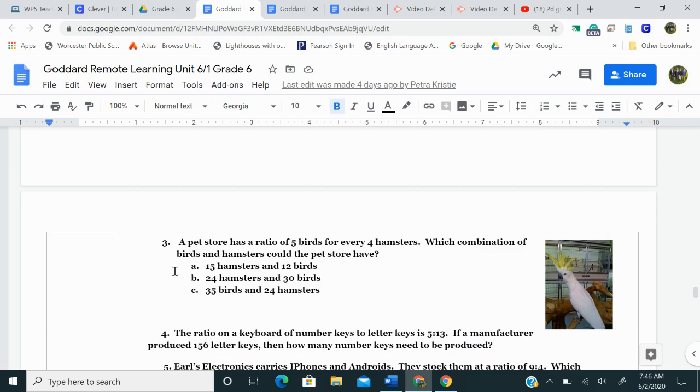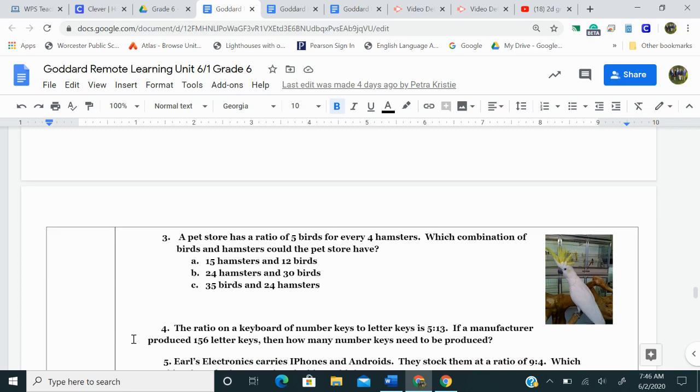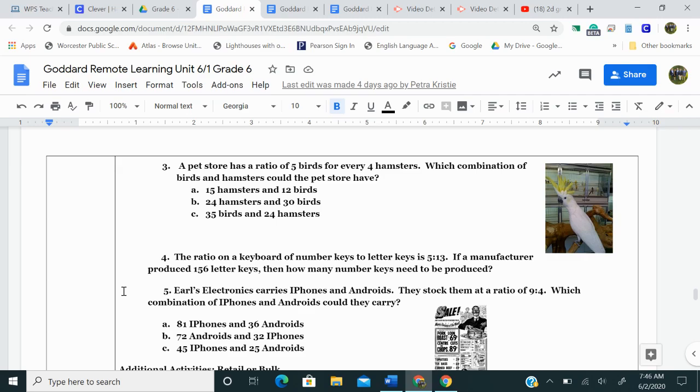A, 15 hamsters and 12 birds. B, 24 hamsters and 30 birds. C, 35 birds and 24 hamsters. 4, the ratio on a keyboard of number keys to letter keys is 5 to 13. If a manufacturer produces 156 letter keys, then how many number keys need to be produced?